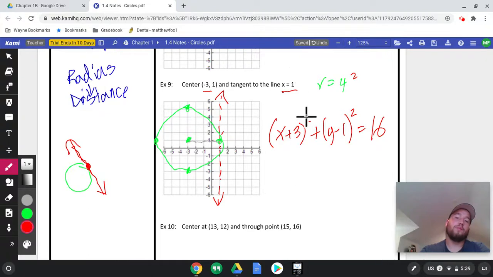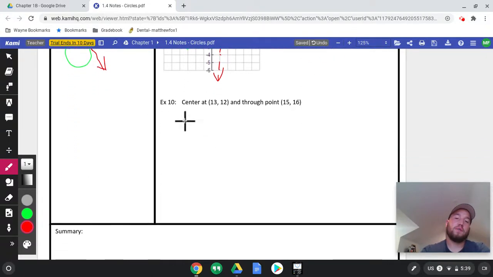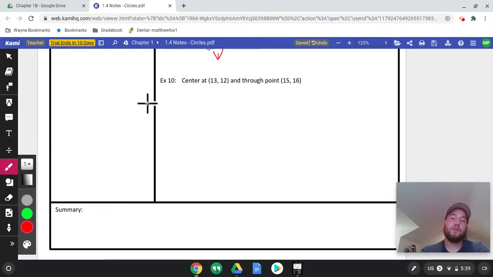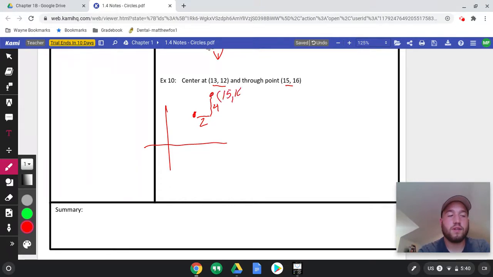All right, one more to look at. And once again, this one, we know the center and we know the point. We don't have a graph here, but it might help you to visualize. If we had an xy coordinate, the center is over here at 13, 12. The point 15, 16 is going to be right 2, up 4, and that's where 15, 16 will occur. Okay, this point was 13, 12.